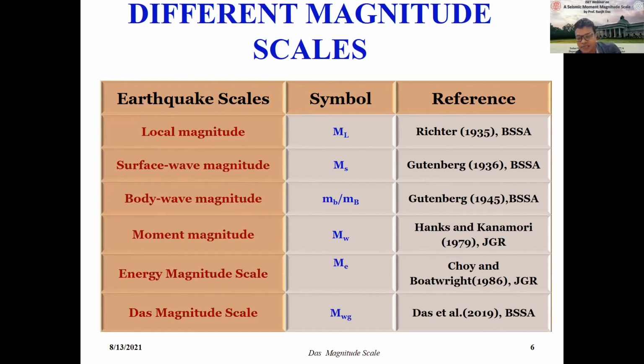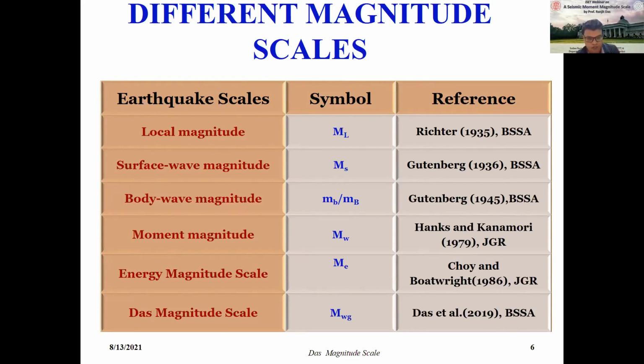After 30 years of Gutenberg developing the body wave magnitude, Hans Kanamori came and suggested that these scales have some limitation. Then they developed another scale, which is called the moment magnitude scale. In 79, it was published. Then another scale came in 1986 in JGR.